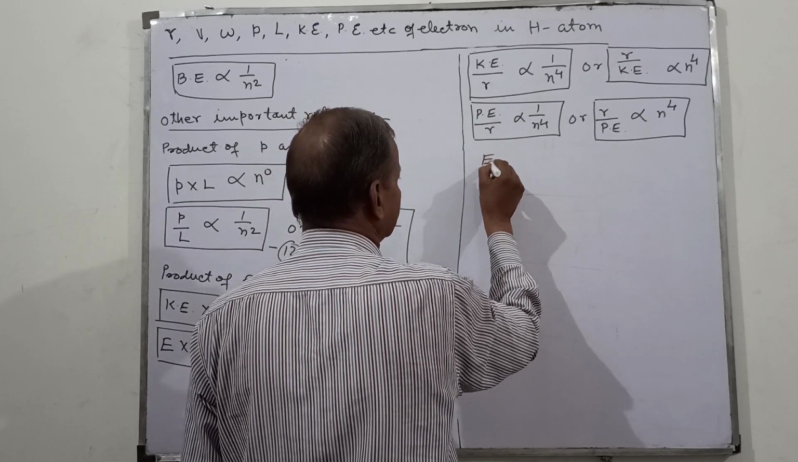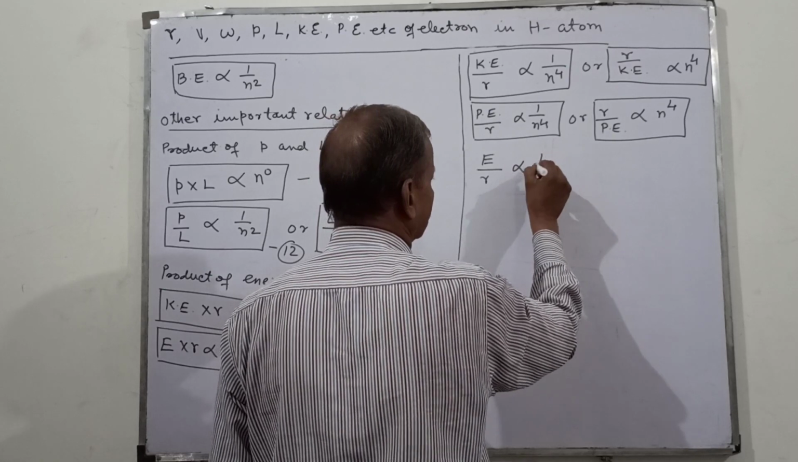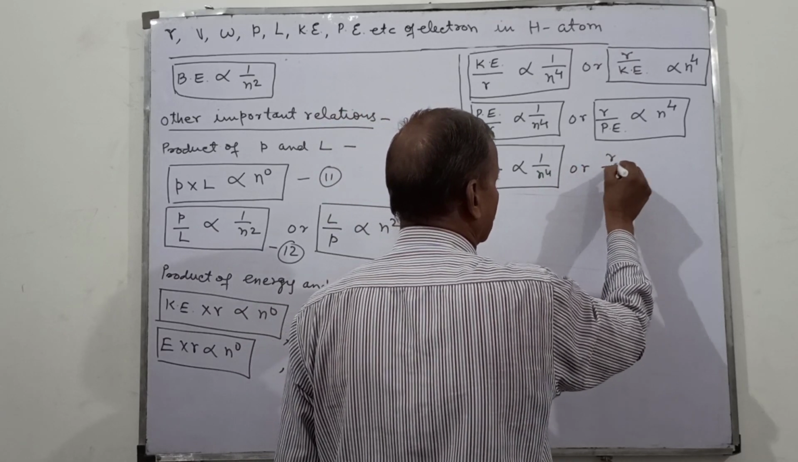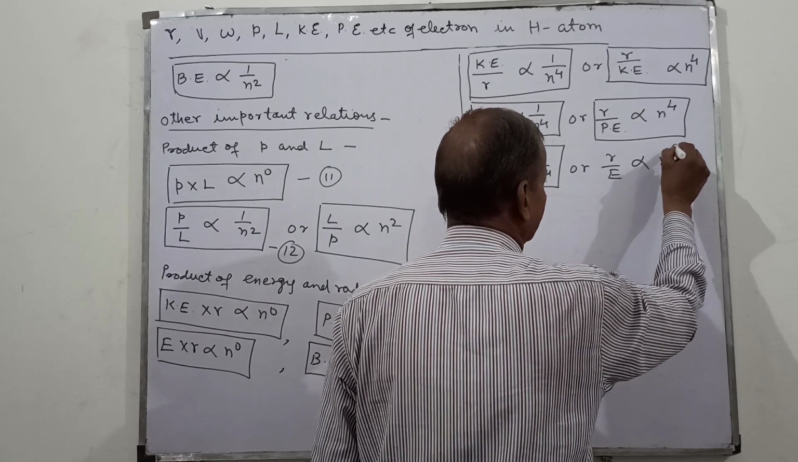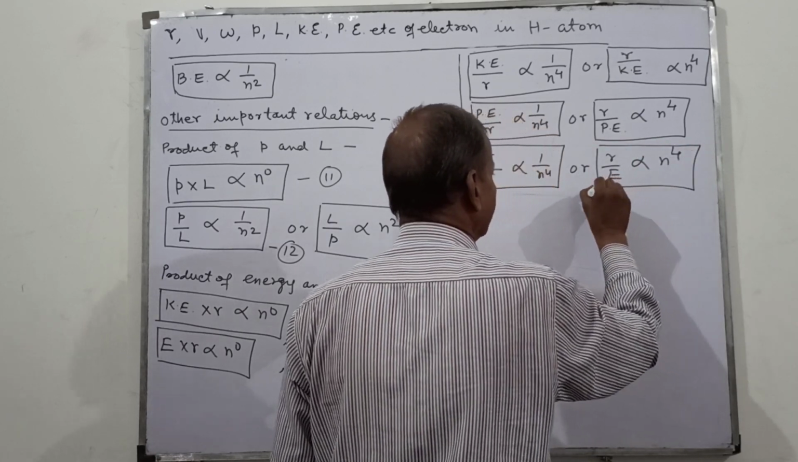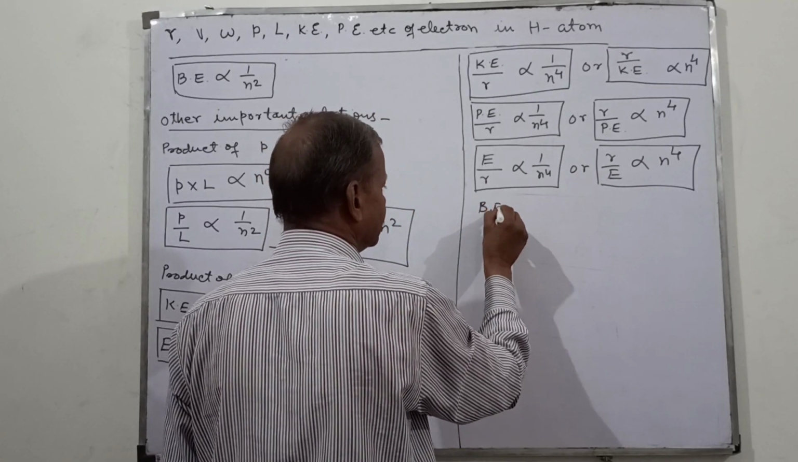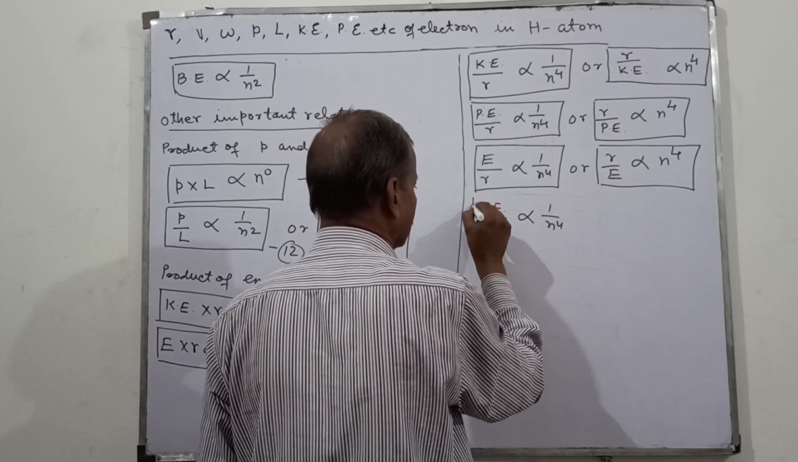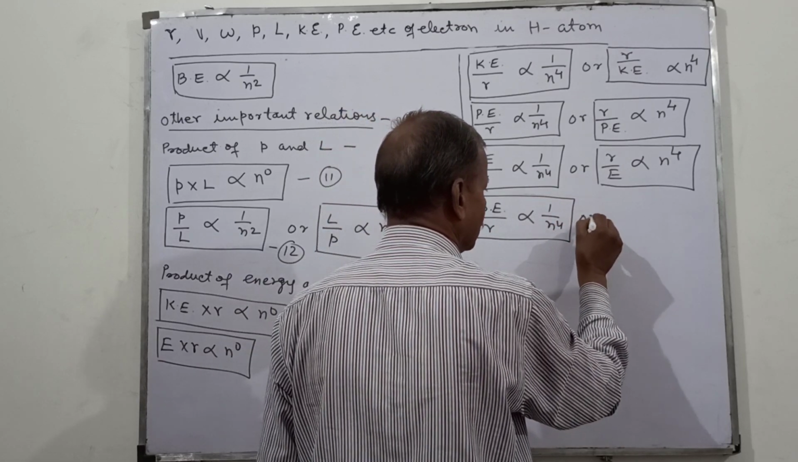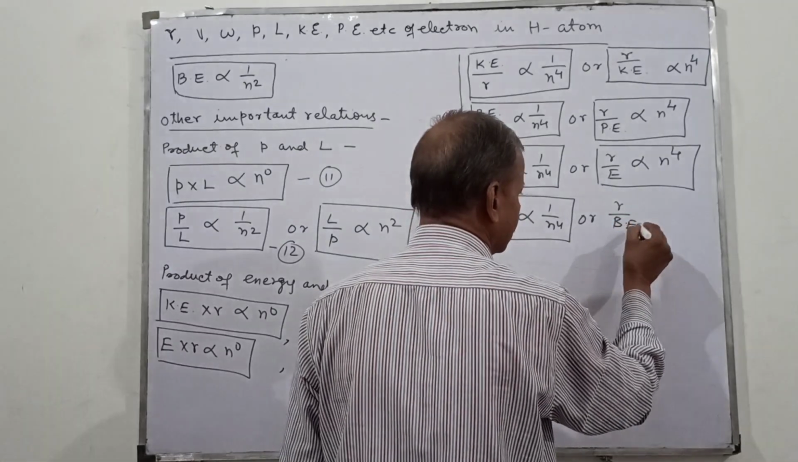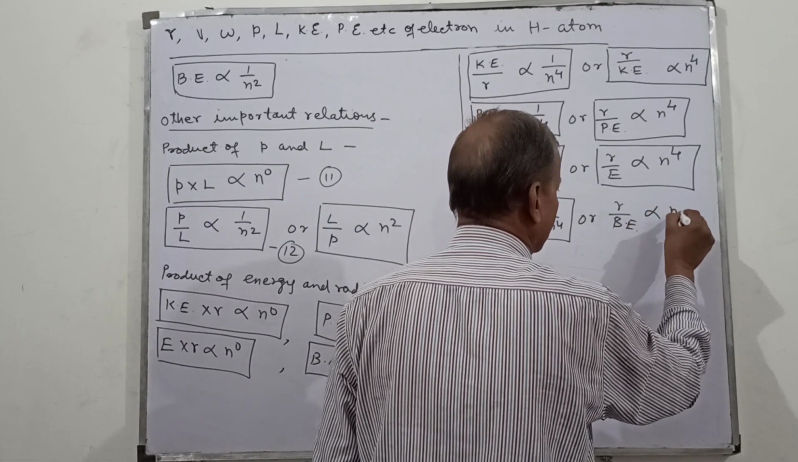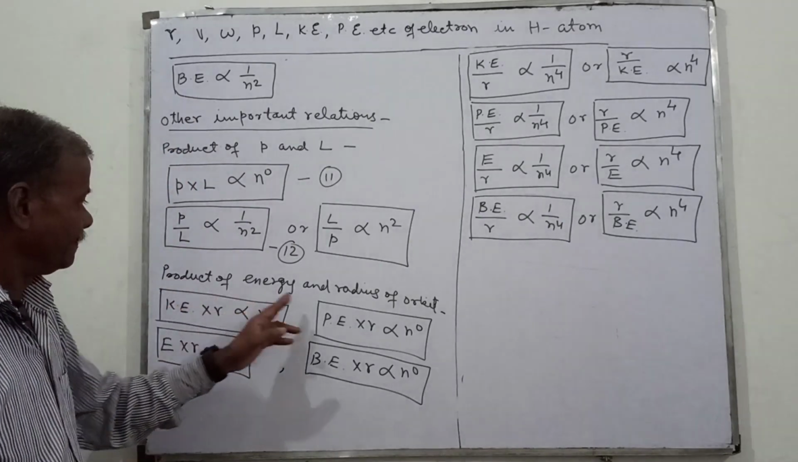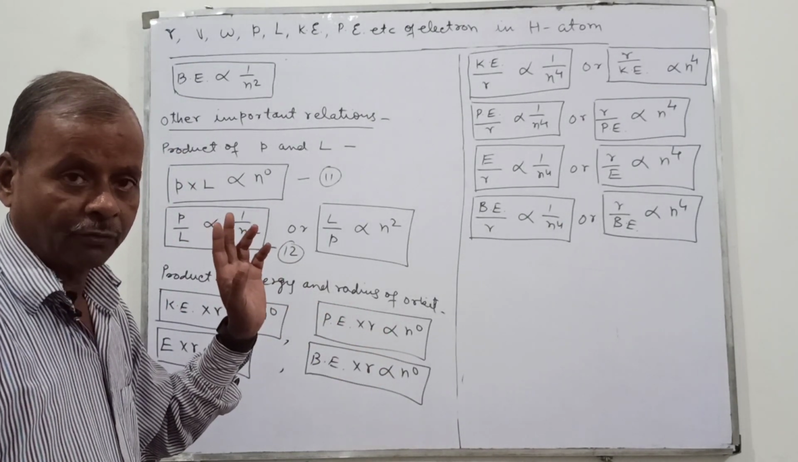Now this total energy divided by R is proportional to 1 upon n to the power 4, or R upon E is proportional to n to the power 4. If we take the binding energy, then this binding energy upon radius is proportional to 1 upon n to the power 4, or R upon binding energy is proportional to n raised to power 4. So these are the relations with the radius and the energy of the electron.